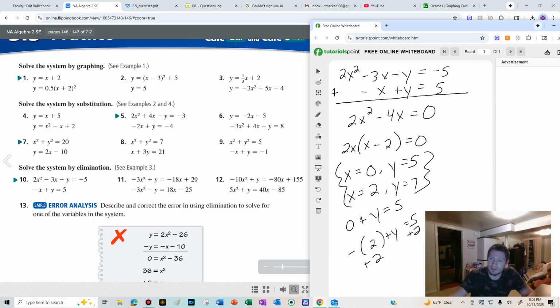A little bit important, make sure it's obvious that these are together, okay? You can't say x is 0, y is 7. That's not a solution. This is a coordinate where they intersect, and this is a coordinate where they intersect. So make sure that you're clear on the coordinate pair, like that. All right, does that make sense?